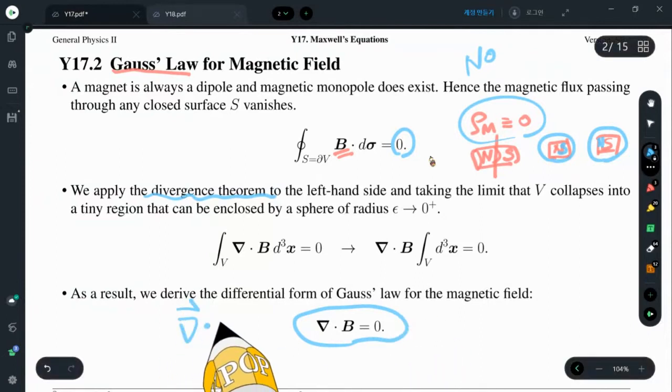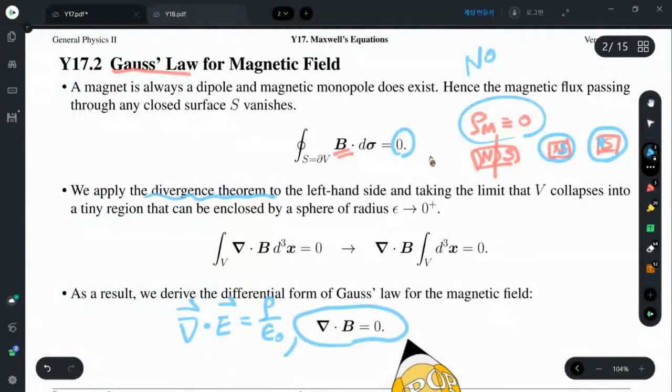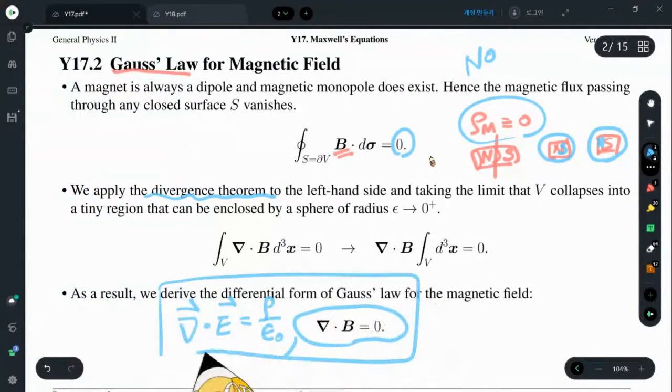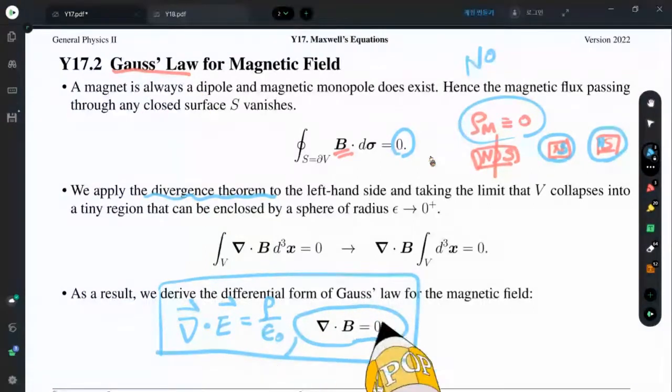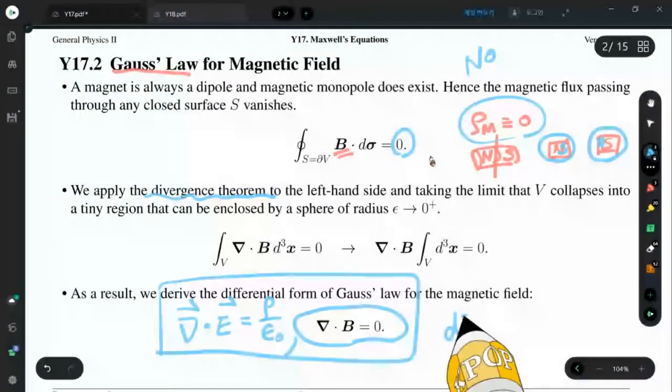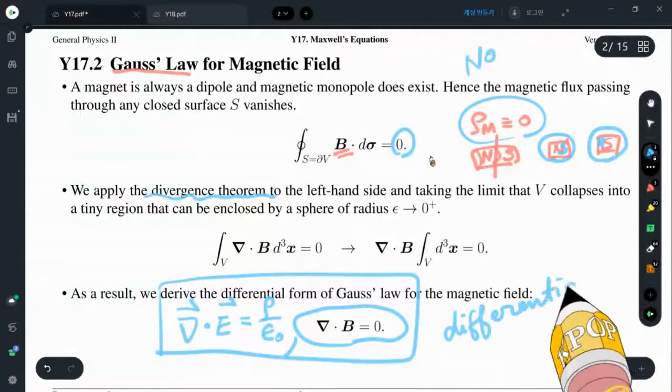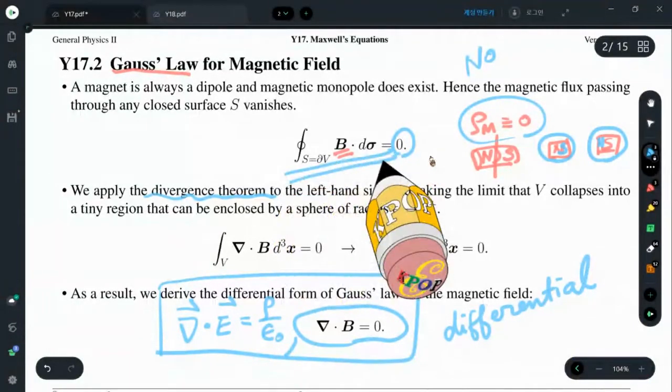So we have two equations: the divergence of the electric field is charge density over epsilon 0, and the divergence of the magnetic field is 0. These are the two Gauss laws for electric field and magnetic field. This is called the differential form, and this is the integral form. So we already learned two Maxwell's equations.